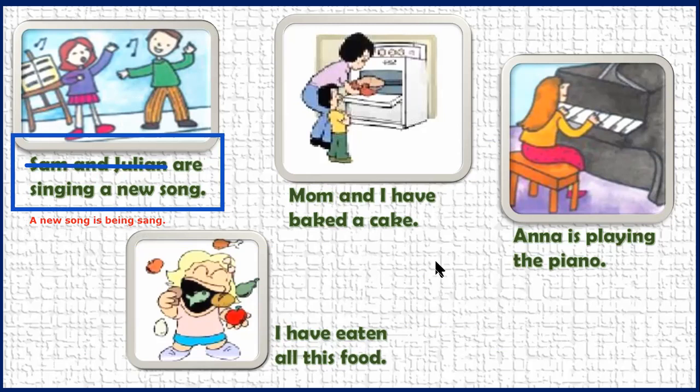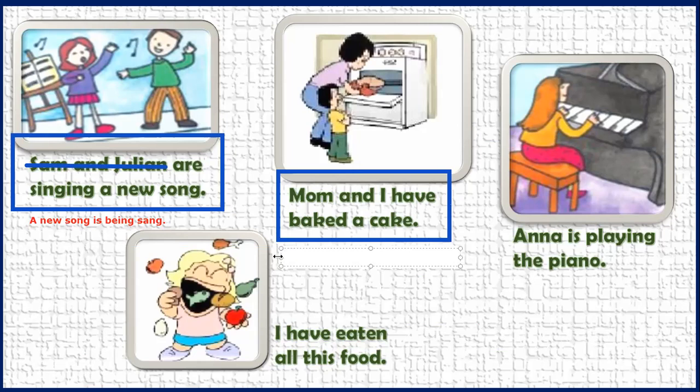Me. Okay. Thank you, Eduardo. Is it present continuous or present perfect? Well, this is present perfect. Okay. Let's change to a passive voice. Now remember, we're going to eliminate the subject, mom and I. The cake is being baked. A cake, very good. A cake is being baked.